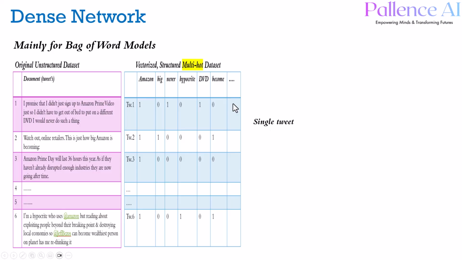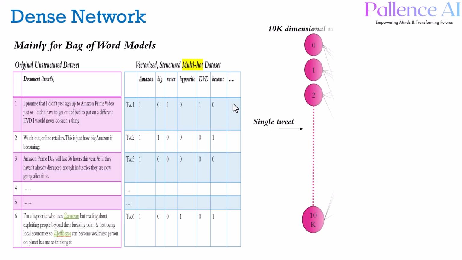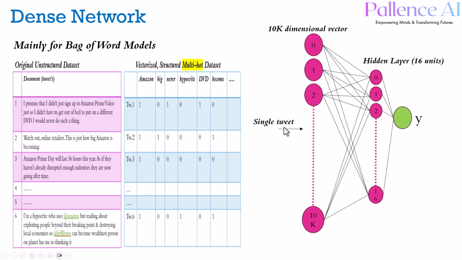And you can pass this into a dense network. So take the single tweet in this numeric format, a 10,000 dimensional vector, and on top of that, you add a hidden layer. Remember, we have studied the dense networks. You add a hidden layer with 16 units, let's say. And on top of that, you build another dense layer with a single unit to predict the final classification, the Y. So this is a simple bag of words based model, and if you're using bag of words, you can use a dense network.